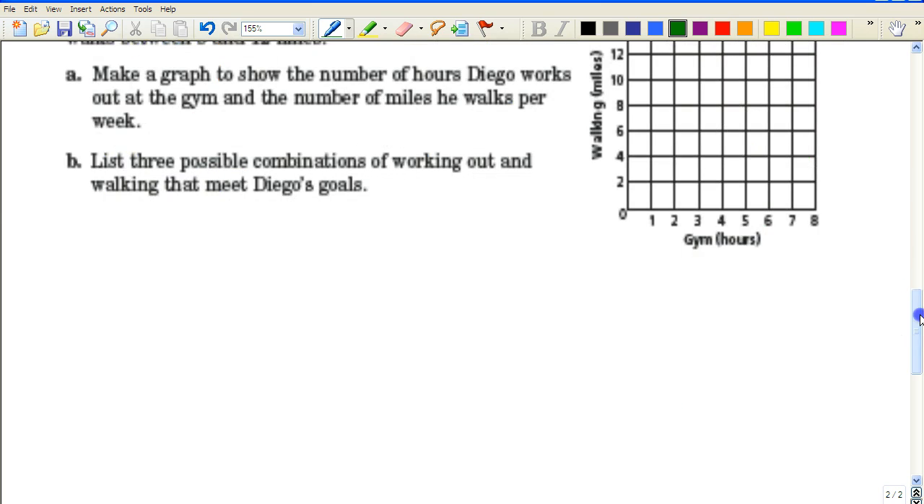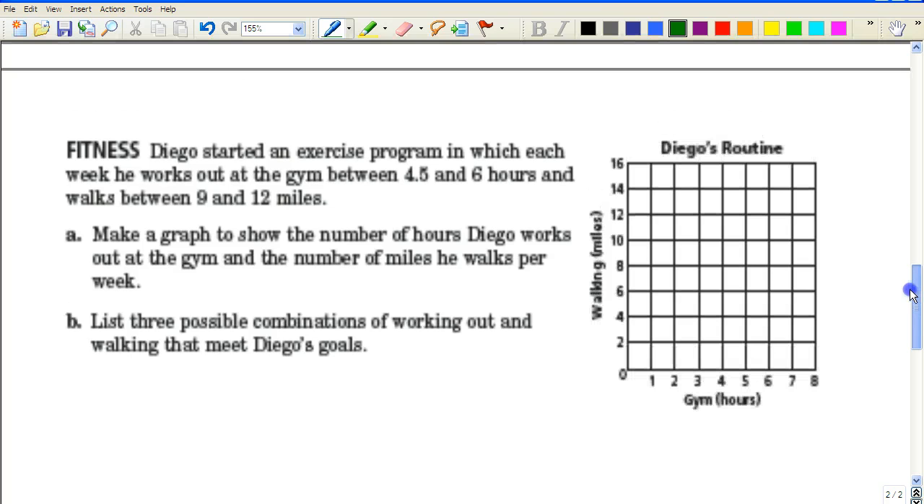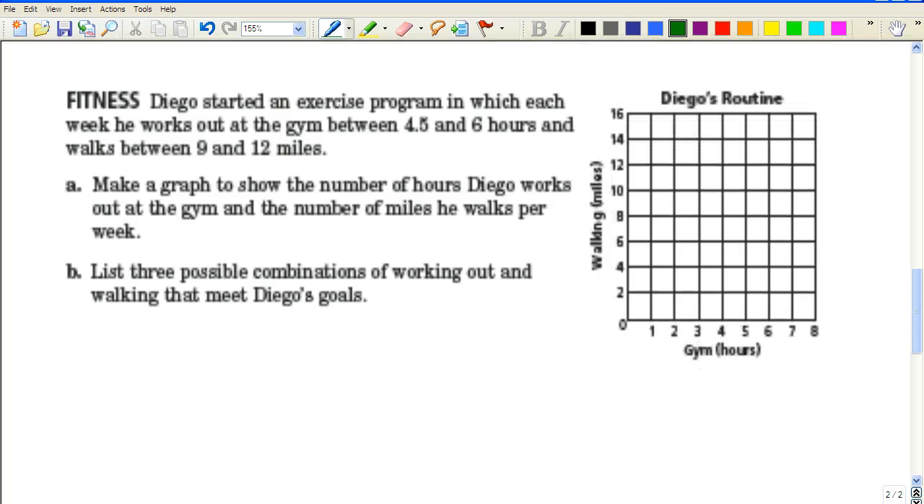All right, word problems. Diego started an exercise program each week. He works out at the gym between 4.5 and 6 hours and walks between 9 and 12 hours. So we need to first figure out what's going to be x. We're going to make x gym hours. So we can get inequalities.